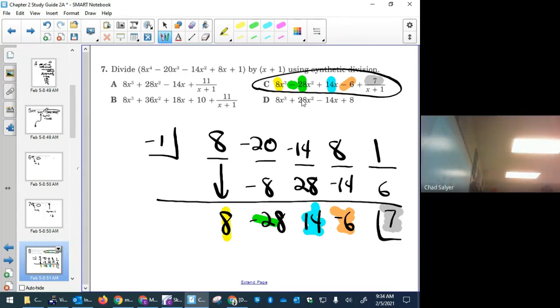You guys see whether that's the right answer? All right, synthetic division.